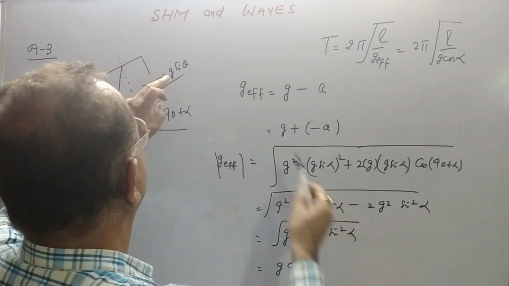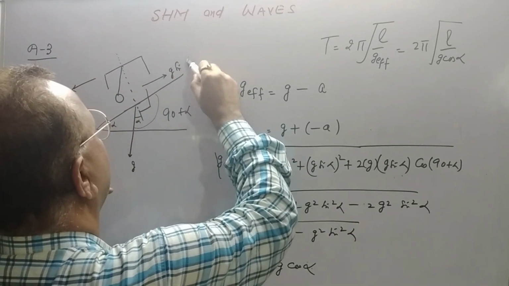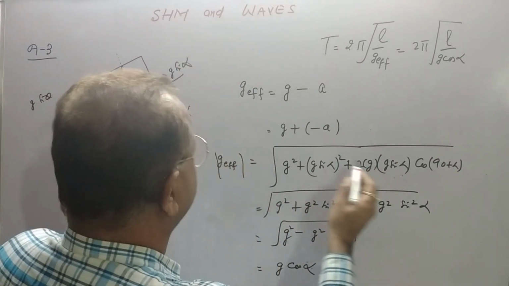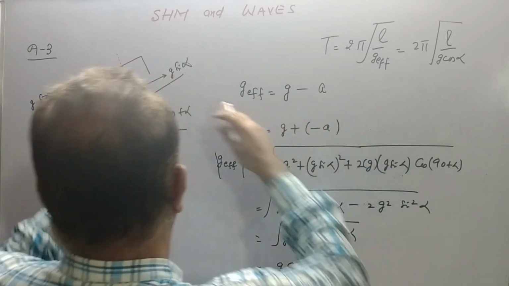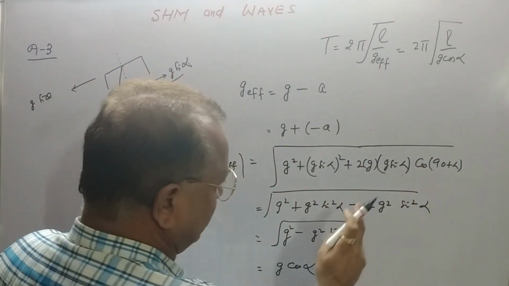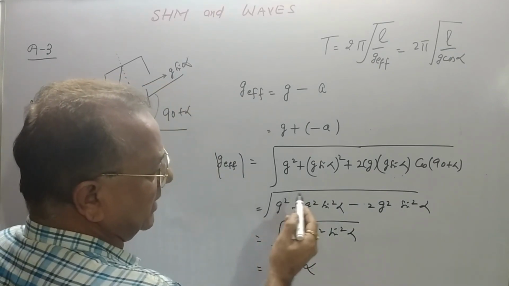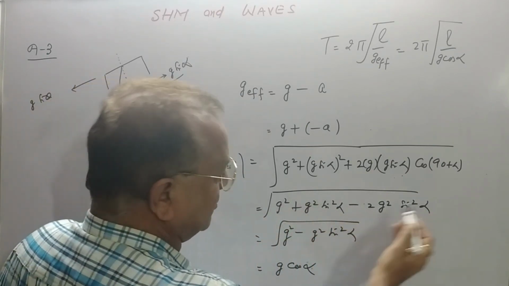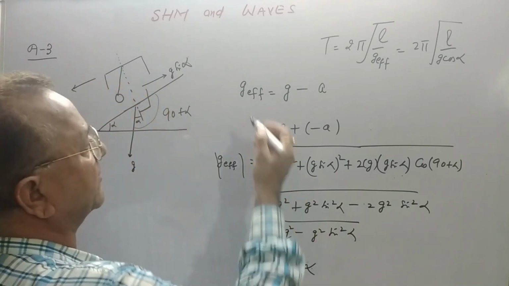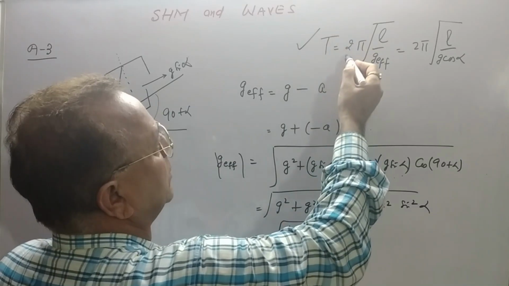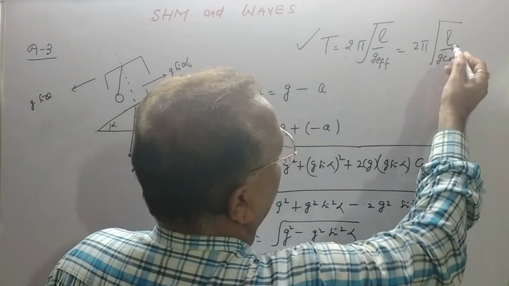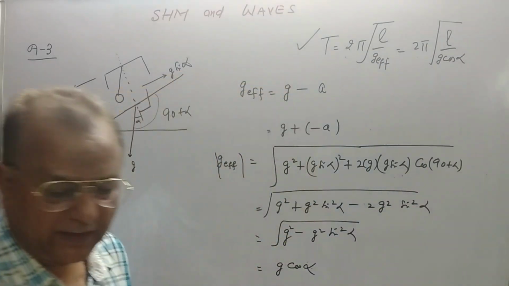G sin alpha, sin theta is not there, alpha, plus 2g, g sin alpha, cos of angle between them, cos of 90 plus alpha. Cos of 90 plus alpha is minus sin alpha. Therefore, g square sin square alpha minus 2g square sin square alpha, g square minus g square sin square alpha, g cos alpha, and time period is equal to 2 pi root of L upon g effective, 2 pi root of L upon g cos alpha. This is the answer.